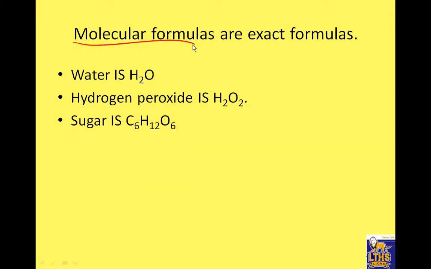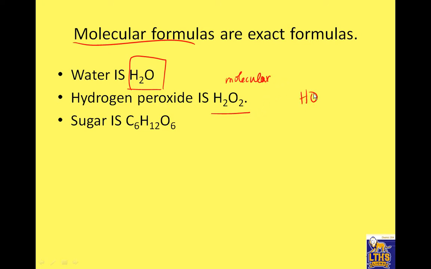This is now called a molecular formula, and a molecular formula is the identity of the compound. Okay, so for example, water's molecular formula is H2O. That's the identity of water. It's also empirical because it's the lowest ratio. Okay, hydrogen peroxide is H2O2. That's its identity. Okay, now the empirical, so this is called molecular because that's the exact formula of the molecule.